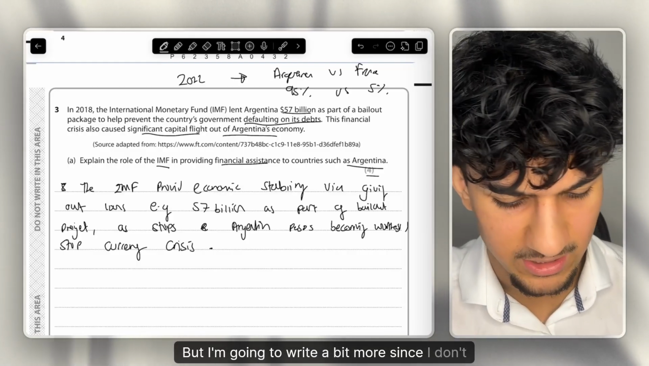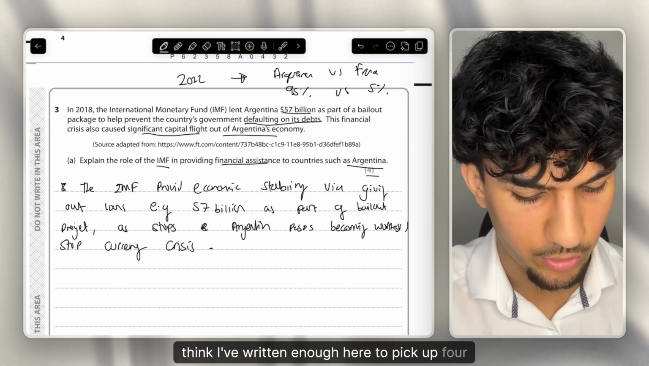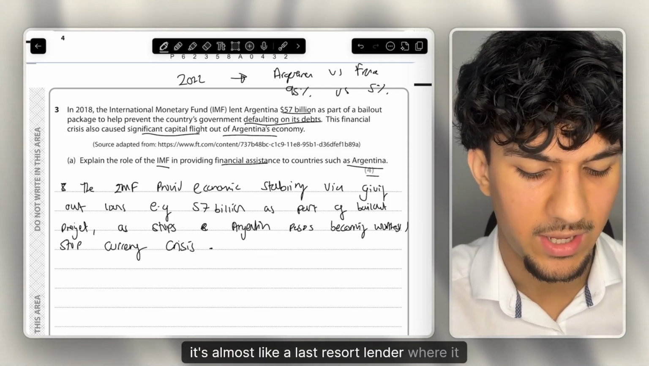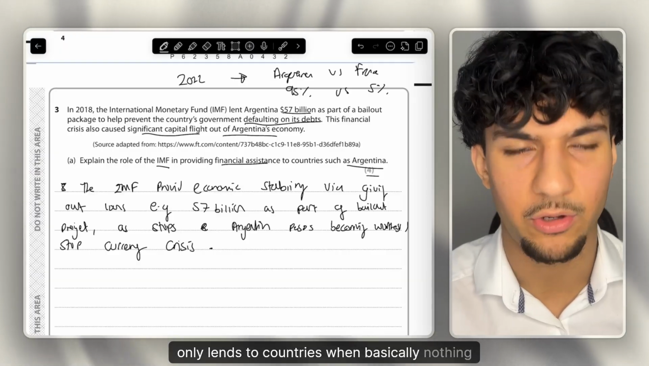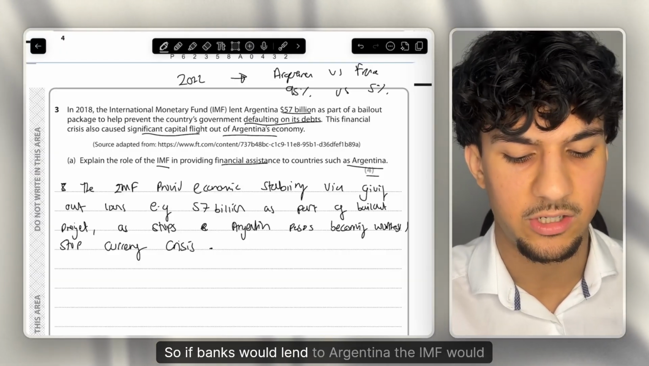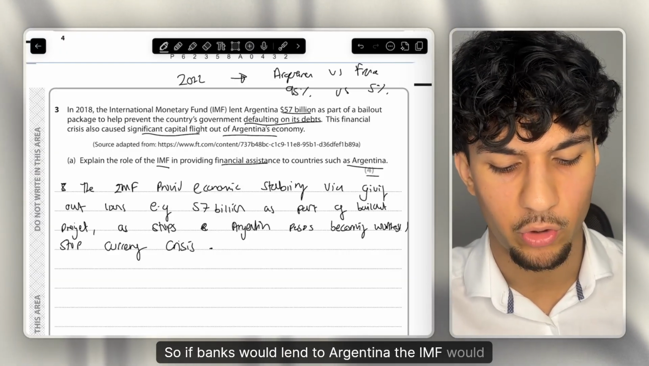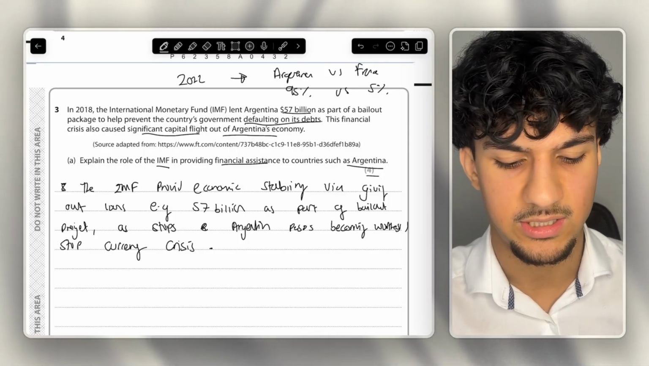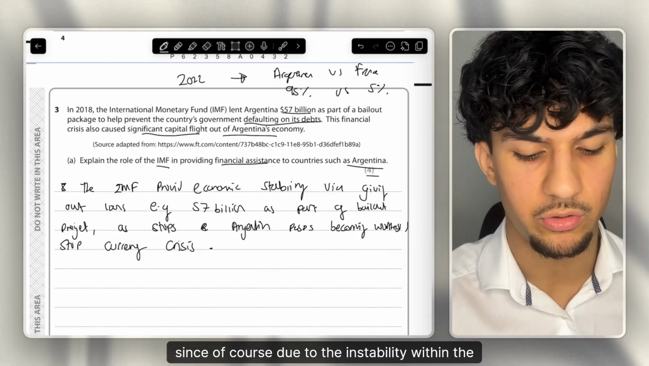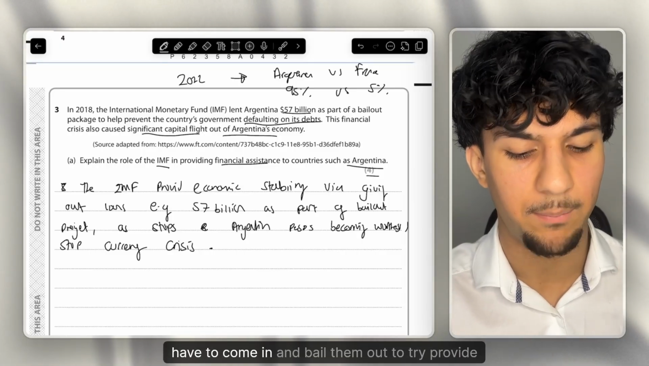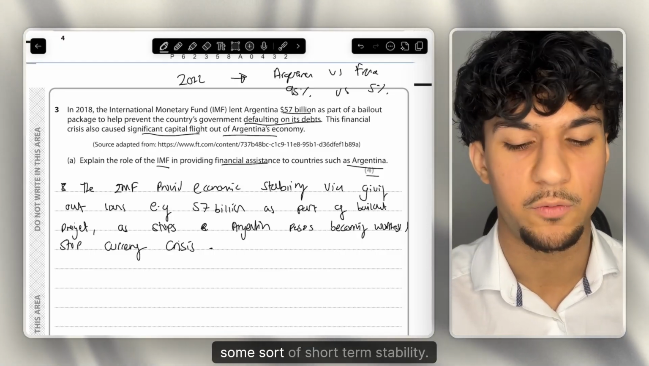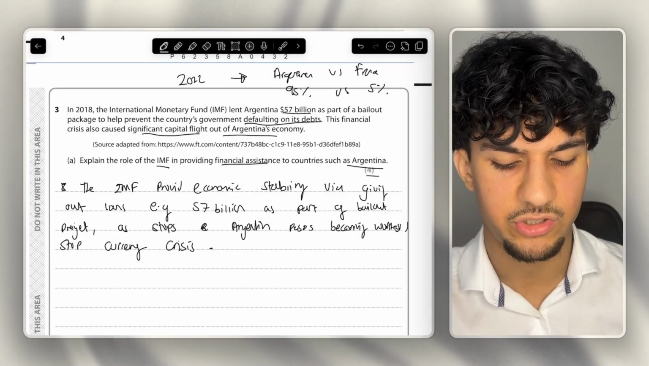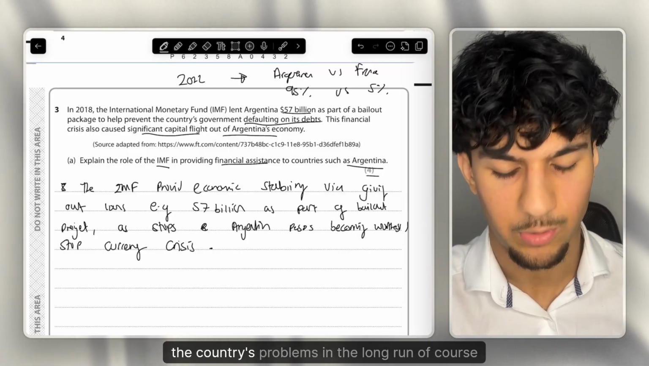It provides exchange rate stability, whatever you want to call it. But I'm going to write a bit more since I don't think I've written enough here to pick up 4 marks. I'm essentially just going to talk about how the IMF is almost like a last resort lender, where it only lends to countries when basically nothing else works. So if banks would lend to Argentina, the IMF would not give them this bailout package, but essentially the banks don't trust Argentina, of course, due to the instability within the country. Therefore, the IMF have to come in and bail them out to try to provide some sort of short-term stability. And then, of course, in the long run, it does try to help out with strategies to solve the country's problems in the long run.